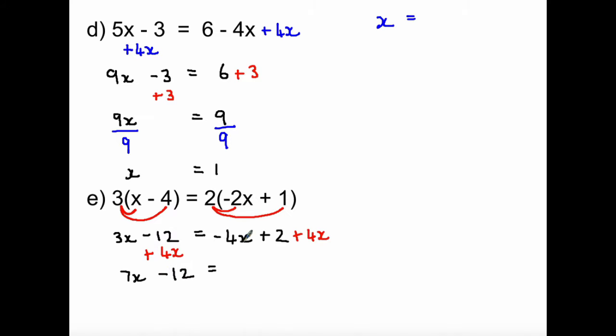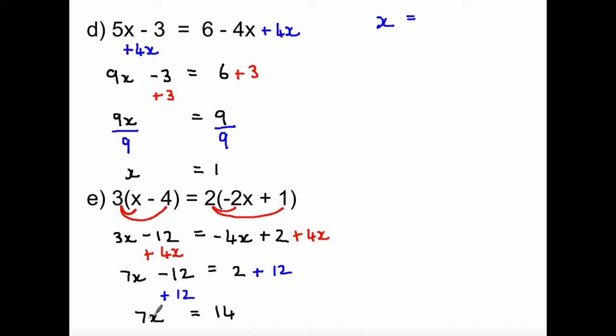And on this side, my negative 4x plus 4x becomes 0, and I just have 2. Okay, so now I want the negative 12 to go away, because I want the x by itself. So I add 12 here, and I add 12 here. So I get 7x equals, because the negative 12 and the positive 12 becomes 0, and here I've got 2 plus 12 is 14.